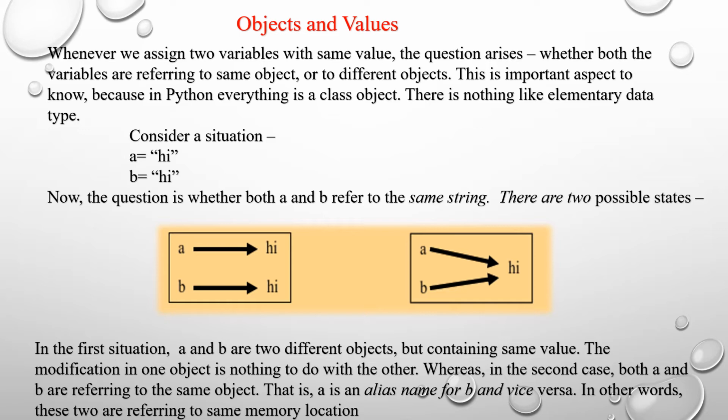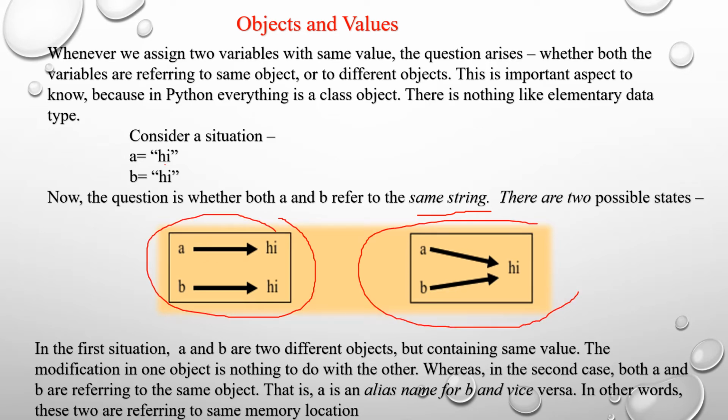Let's consider one situation. Here a is my variable, equal to 'i', and another variable b is equal to 'i'. Now the question is whether both a and b refer to the same string. There are two possibilities. In the first, a and b are two different objects containing the same value, 'i' and 'i'. Modifying one object has nothing to do with the other.